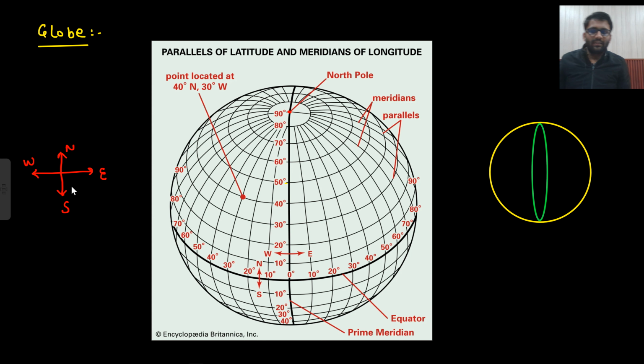So this is east and this is west. This is how you can remember, because people get confused between east and west. This is the manner I remember: where there is West Bengal, that side is east, and this is west.